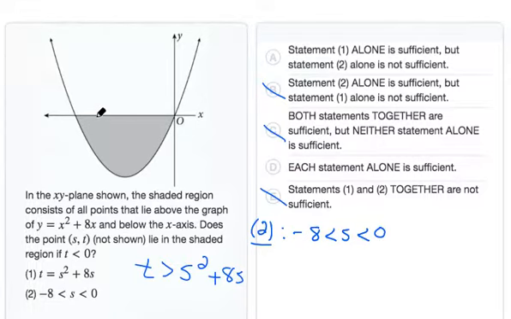T we know is less than 0, so we know it's somewhere down here. But this does not give us a restriction, our s, really. That's our y value, essentially. And if s is between negative 8 and 0, we don't really know where this ends, and that's not enough information for us to be able to concretely decide that. So this statement alone is not sufficient. We can actually eliminate answer choice D, and the correct answer is answer choice A.